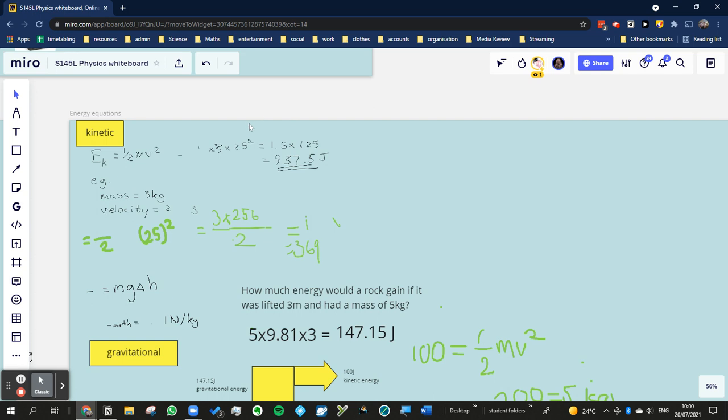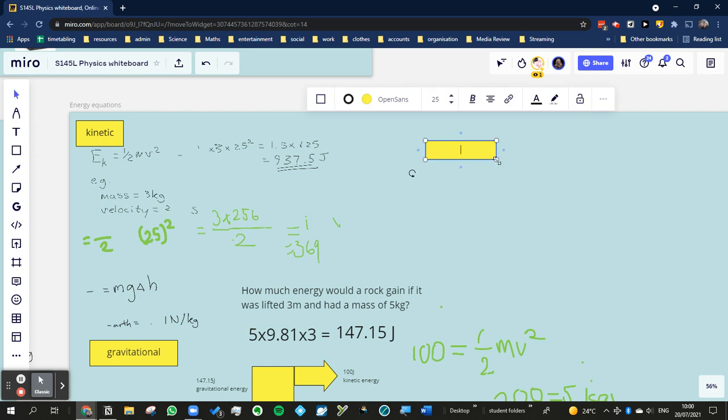Okay, let's make the frame a bit wider. All right, so now we're going to be looking at elastic energy. Elastic energy, if anything, has the potential to spring back. Like, imagine I squashed a spring.